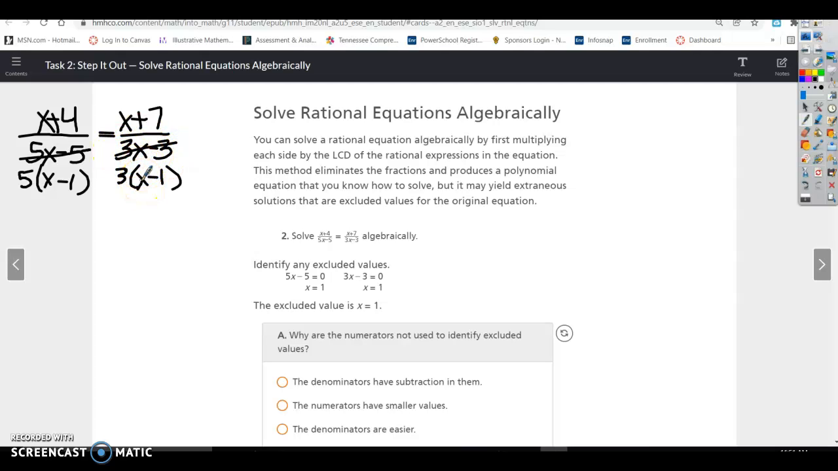All right, now I can see that they do have a common factor. They have x minus 1 in common, but we need a common denominator all the way across. So 5 and 3, both are multiples of 15. So I can easily make both sides 15 by multiplying this side by 3. And I can multiply this side by 5.